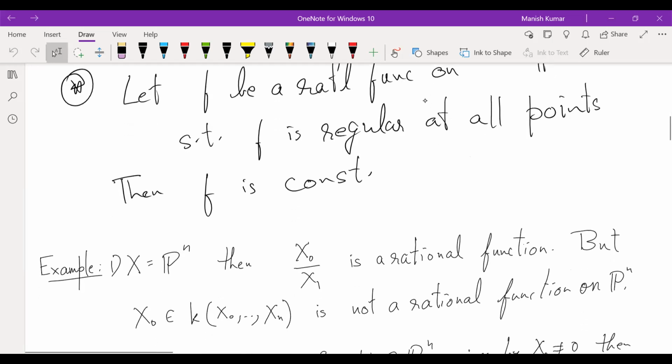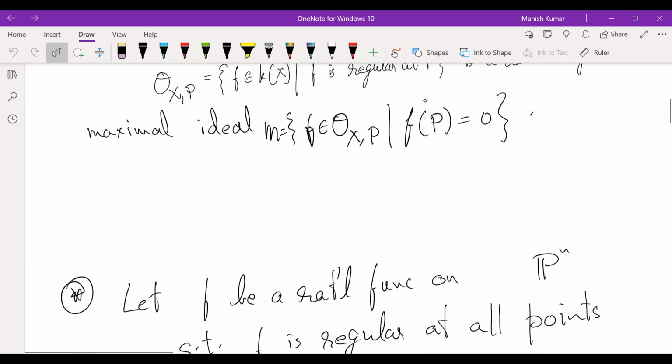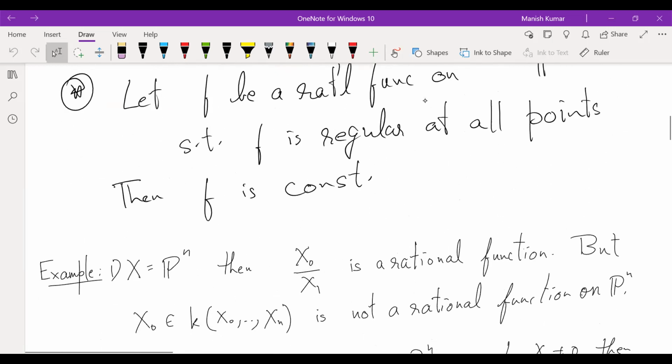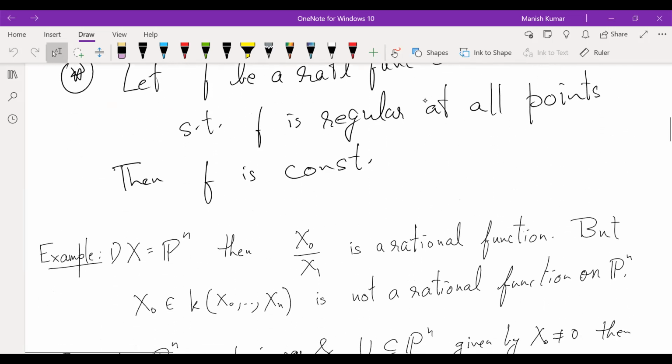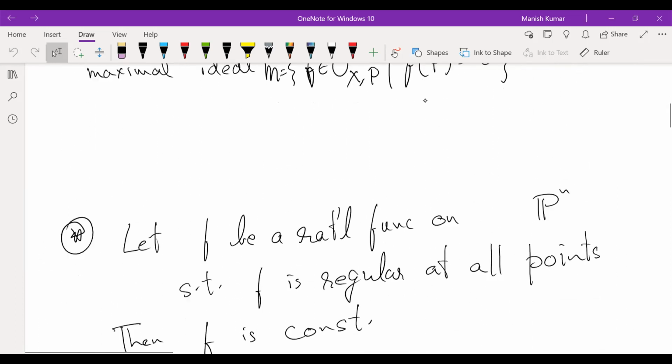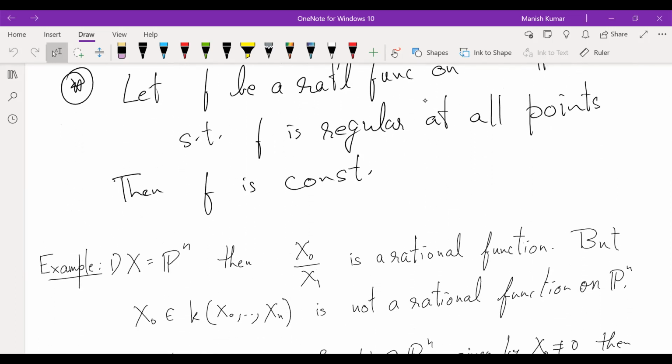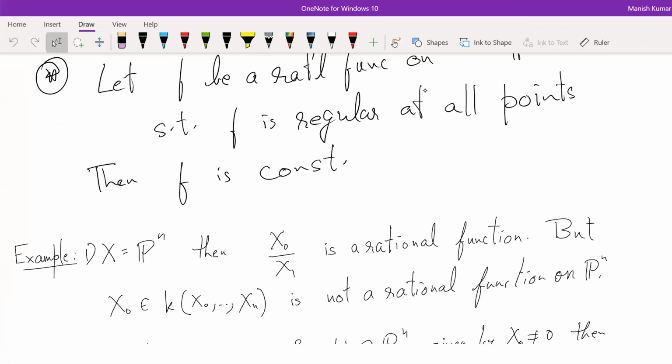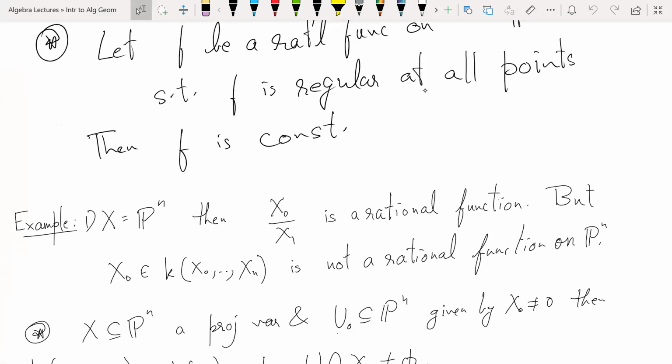So we didn't do many examples. Maybe I thought I'll start with an example today. So suppose X is Pn. What is an example of a rational function on Pn? For Pn, we know what the homogeneous coordinate ring looks like.